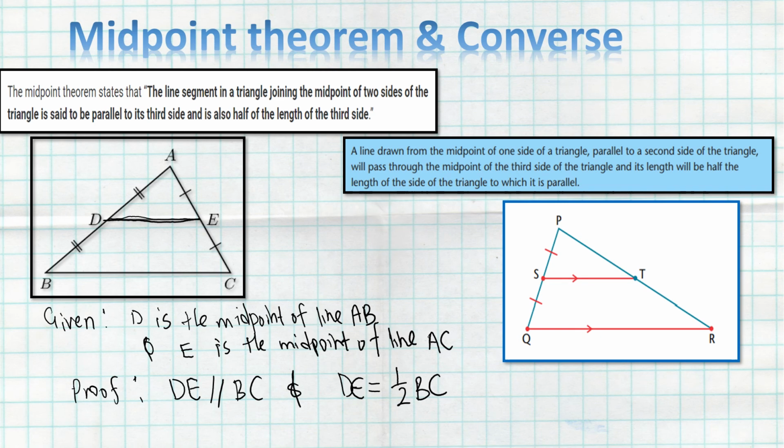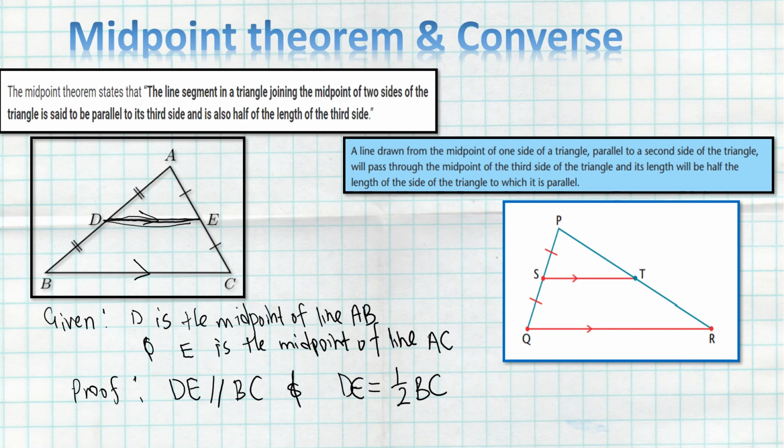So basically saying, if a line is drawn to the middle of two sides of a triangle, then that line will be parallel to the third side, and also it will be half the third side. So that's basically the midpoint theorem. So your reason can just be midpoint theorem. If you are given this statement, I can conclude that this one is parallel to this and this one is half that one.